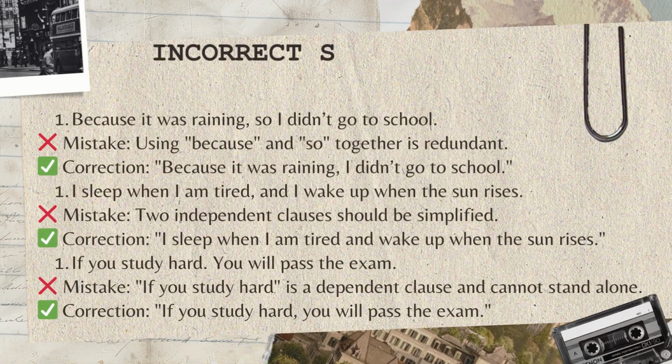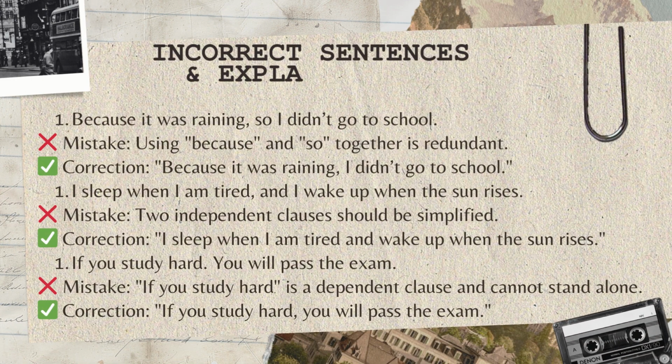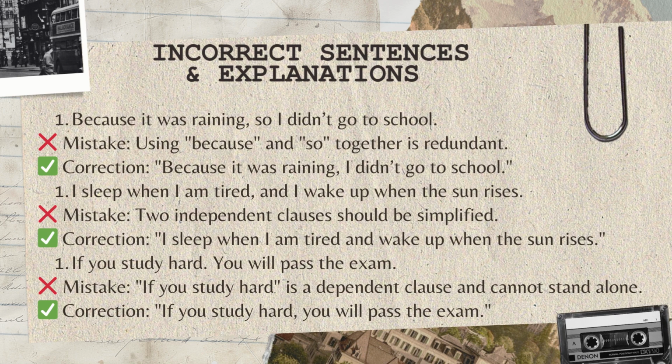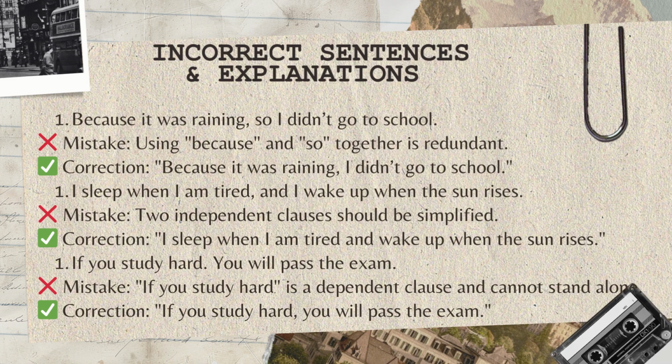Incorrect sentences and explanations. Because it was raining, so I didn't go to school. Mistake: using because and so together is redundant. Correction: because it was raining, I didn't go to school. I sleep when I am tired, and I wake up when the sun rises. Mistake: two independent clauses should be simplified. Correction: I sleep when I am tired and wake up when the sun rises.